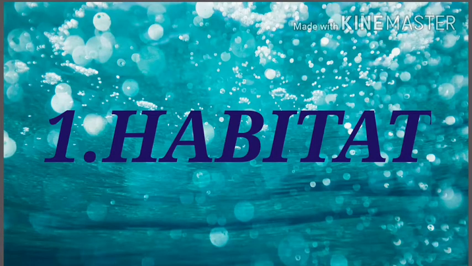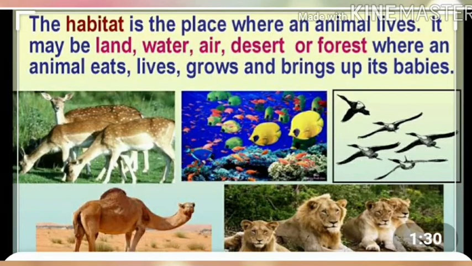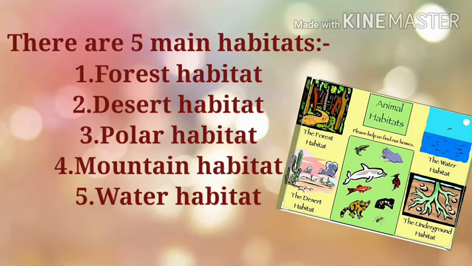Now, first is habitat. Habitat means the dwelling place. Different animals live in different places. So, the place where the organism live is called its habitat. Like we live in home, some organisms live on land, some live in water, some in deserts. So it can be defined as the particular area where the organism live, feed and reproduce.